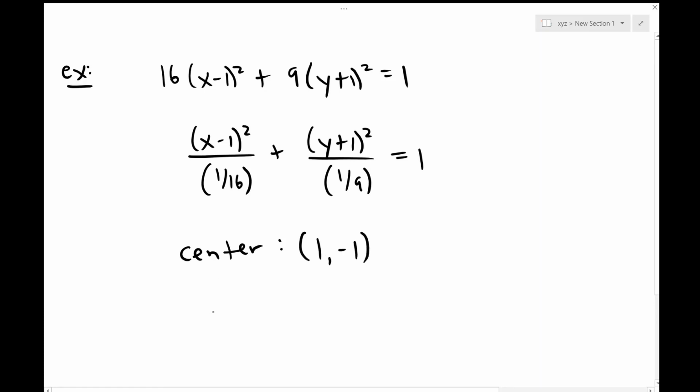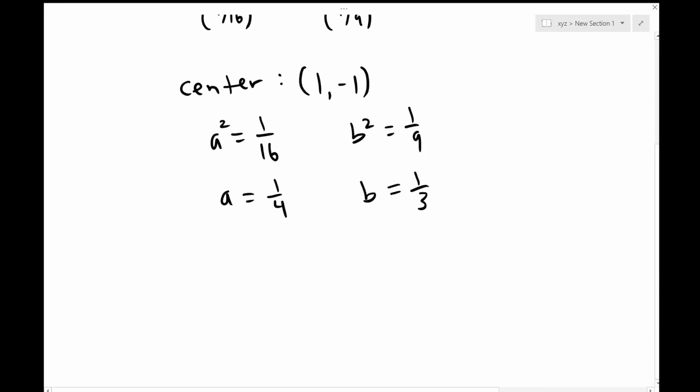And for our a and b values, we know that a squared is 1/16, and so that means that a would be 1/4. For our b values, we know that b squared is 1/9, and so that means that b would be 1/3. So what this means is that when you look at the lengths of the major and minor axes, the major axis would come from our b value. Since b is larger than a in this case, the major axis would be 2 times that, so it would have a length of 2/3. And the minor axis would have a length of 2 times 1/4, which would be 1/2.